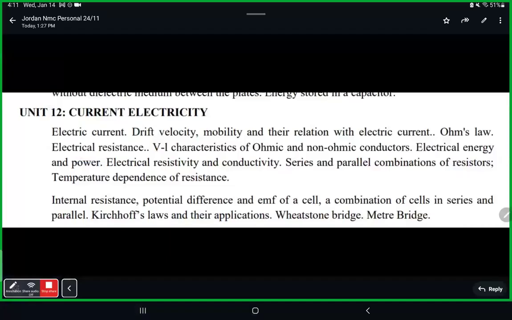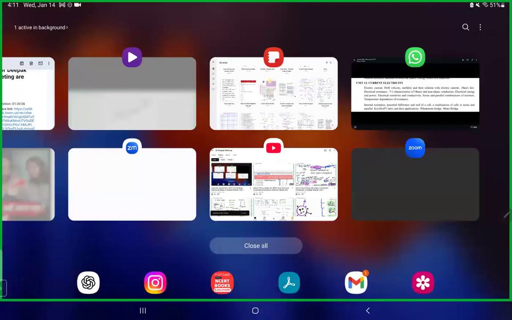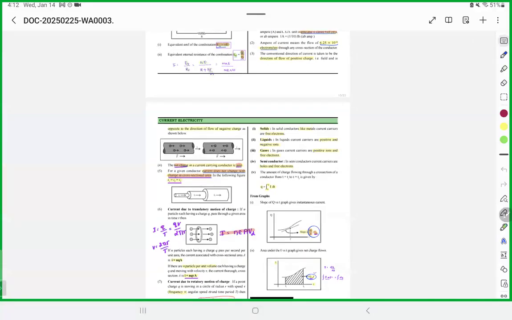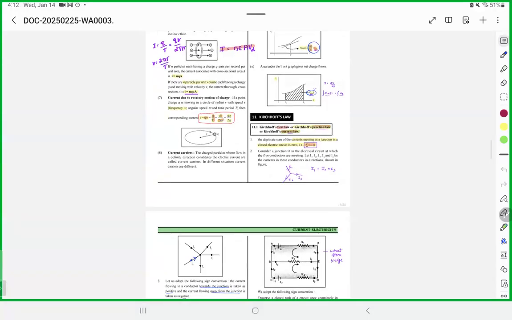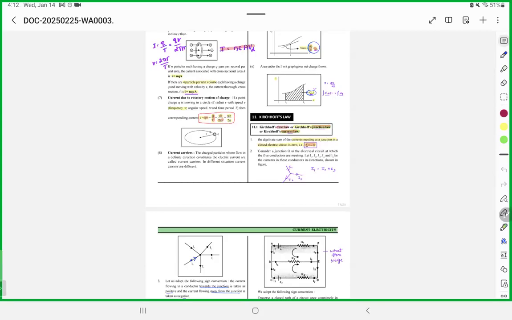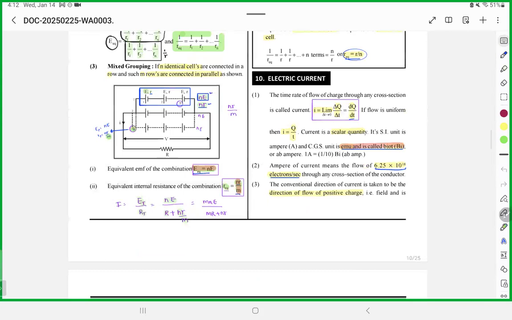So, in this case, Kirchhoff, Wheatstone bridge and meter bridge. First, we'll finish these three topics. Kirchhoff law. Again, the same thing is given.